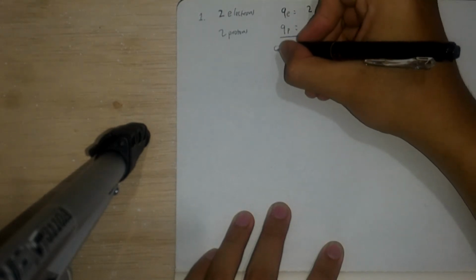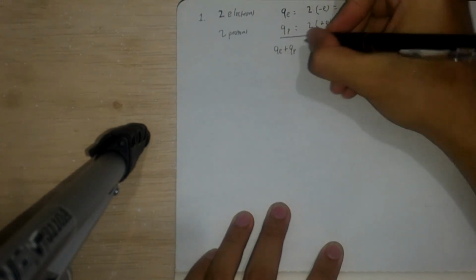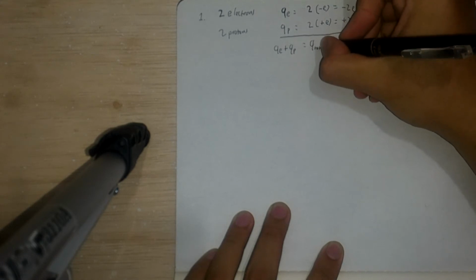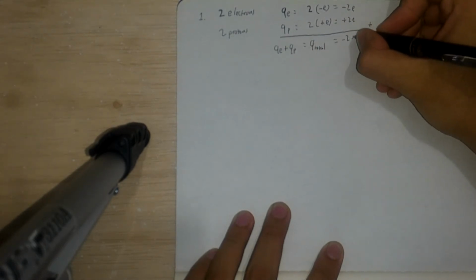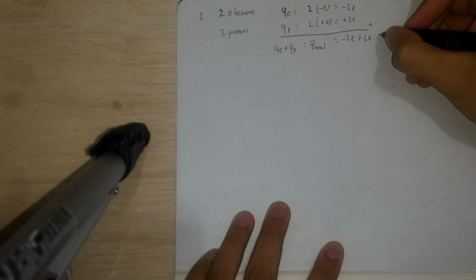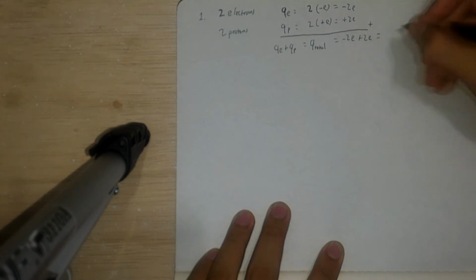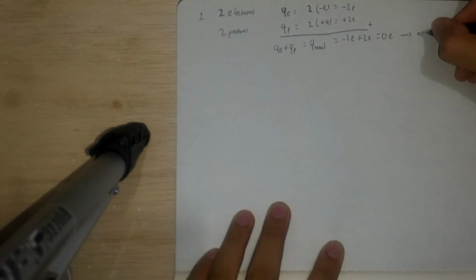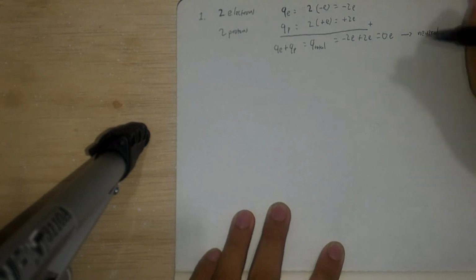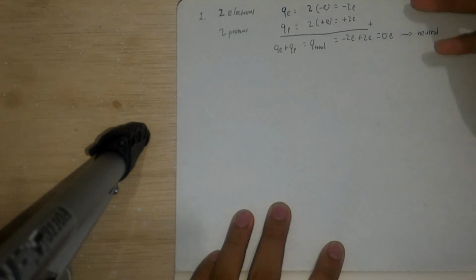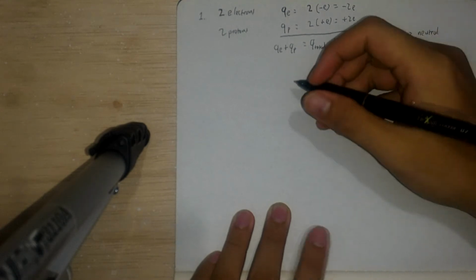And to calculate the Q total, we will add them together. So Q_e plus Q_p equals Q total, and this equals negative 2e plus 2e, which equals 0. So since this equals 0, we say that this is neutral. That's what we learned earlier, that when the positive and the negative are equal, then it's neutral. Or from this we learn that it's neutral when the charge is 0.